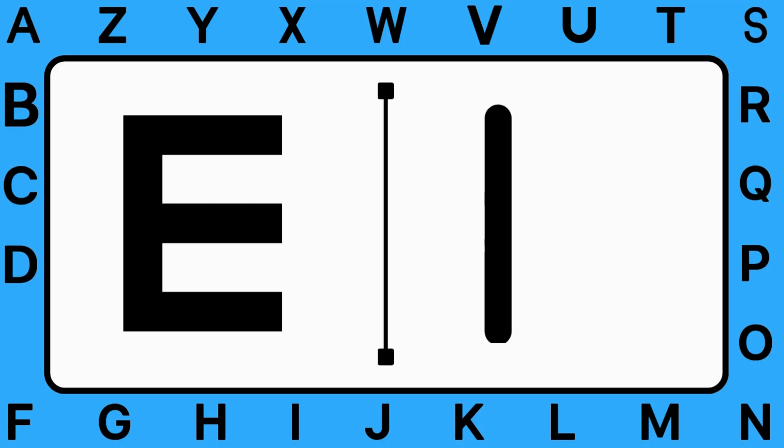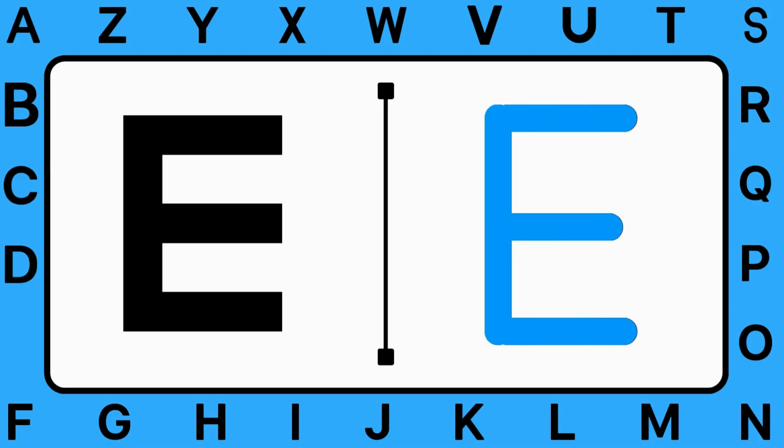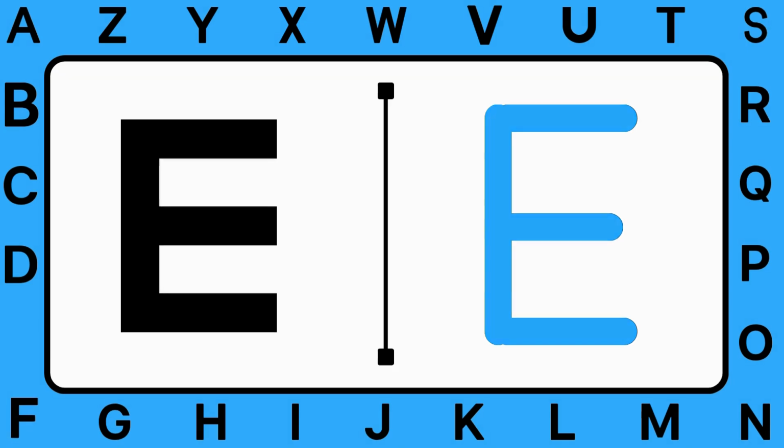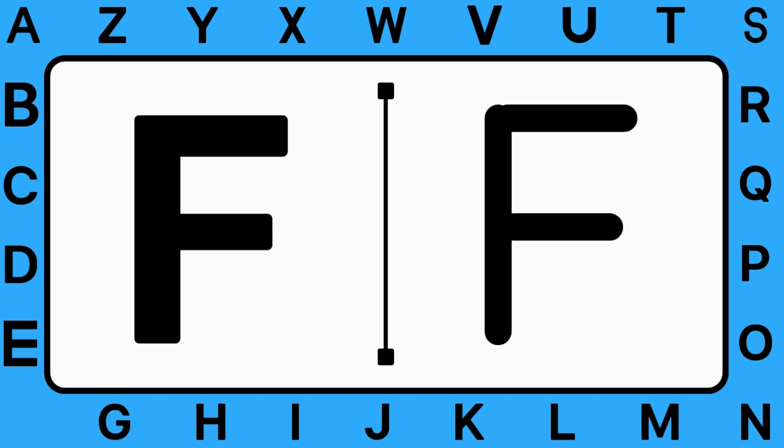Draw a straight line down. Add 3 lines, top, middle, and bottom. Excellent. That's E. Next letter. Draw a straight line down. Add a line on top. Add a smaller line in the middle. Fantastic. That's F. Keep it up.